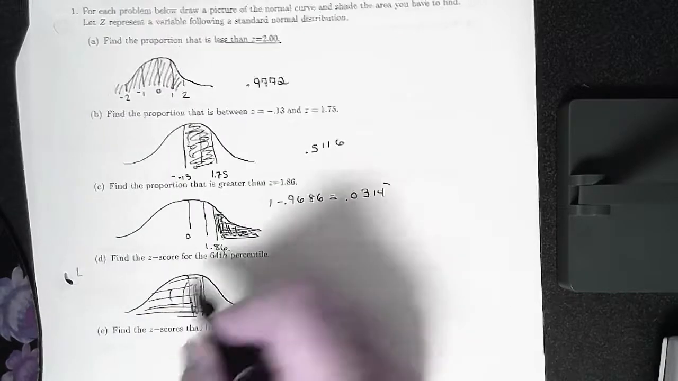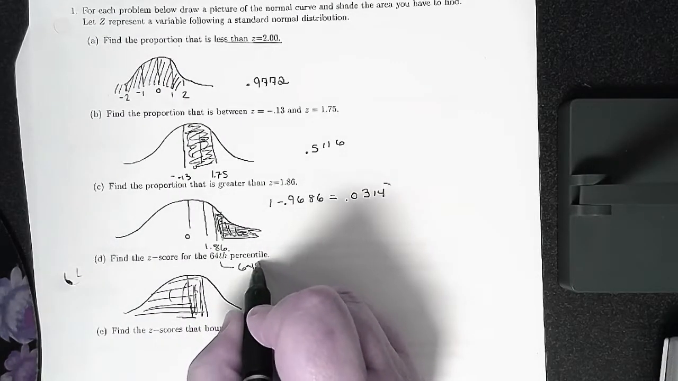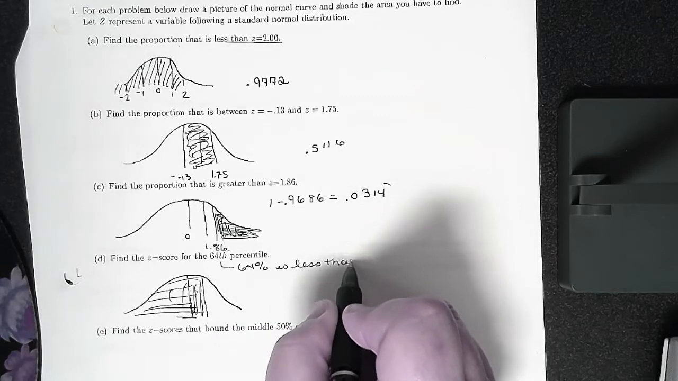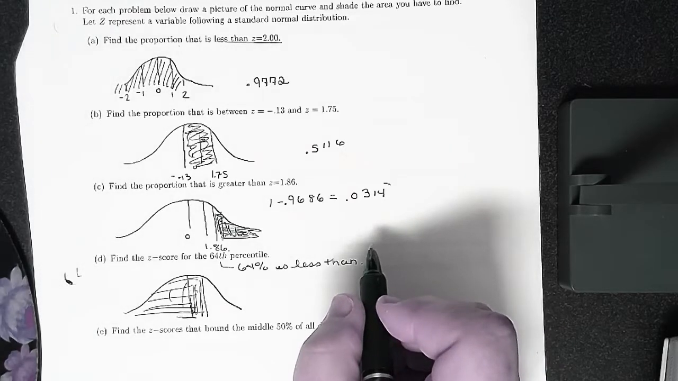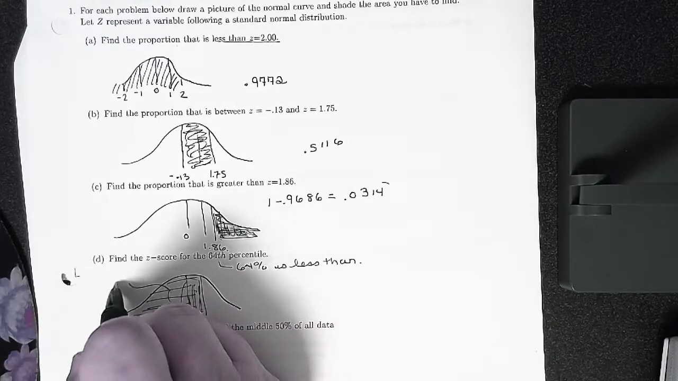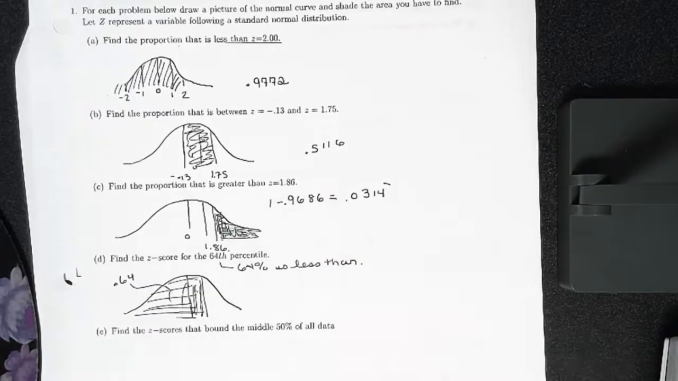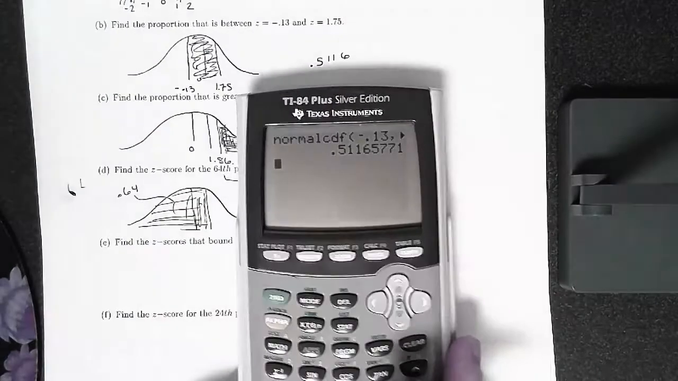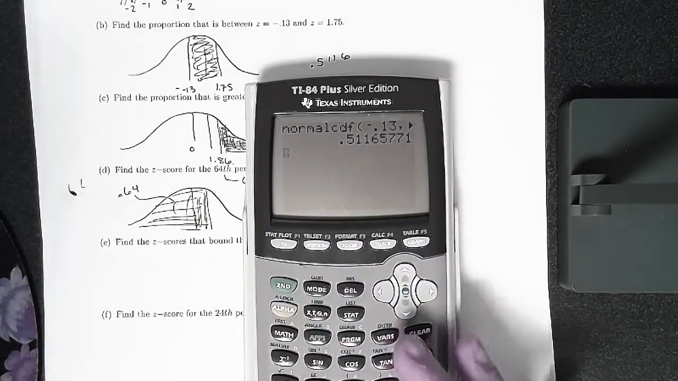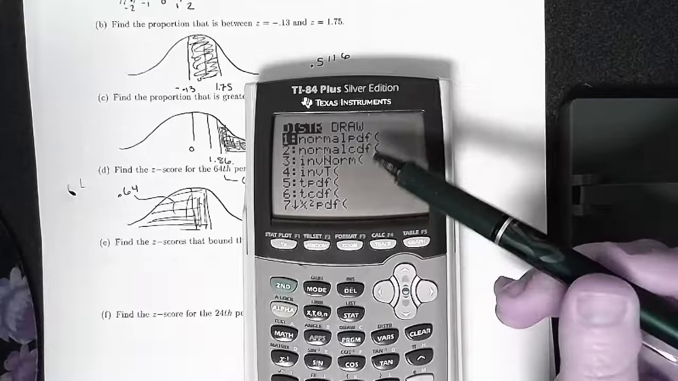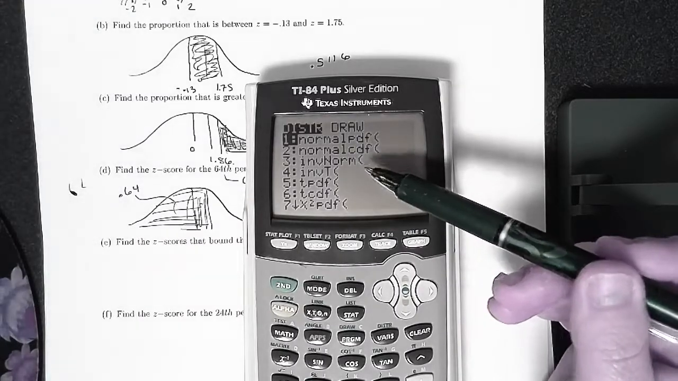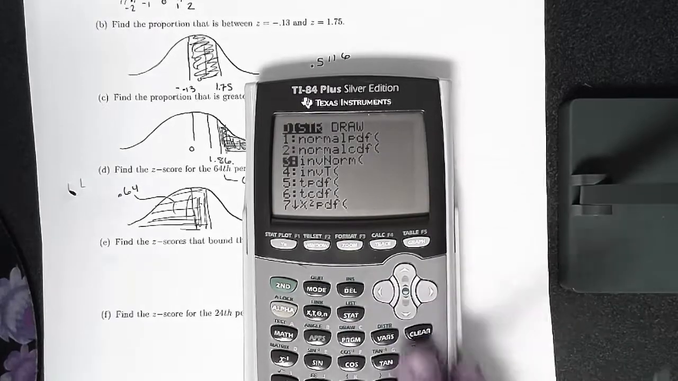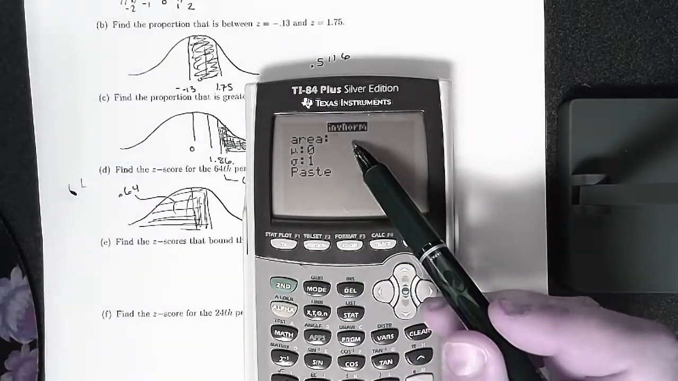That means 64% is less than that amount. So this area is 0.64. A way to use your calculator for that, which would be much easier than doing other ones, is you're going to do second vars again. And instead of doing normal CDF, you're going to do inverse norm because we want to find the actual z-score. So I'm going to go inverse norm, and the area is 0.64.